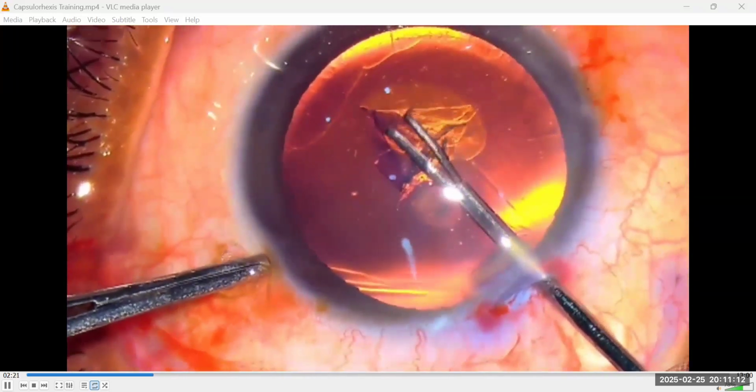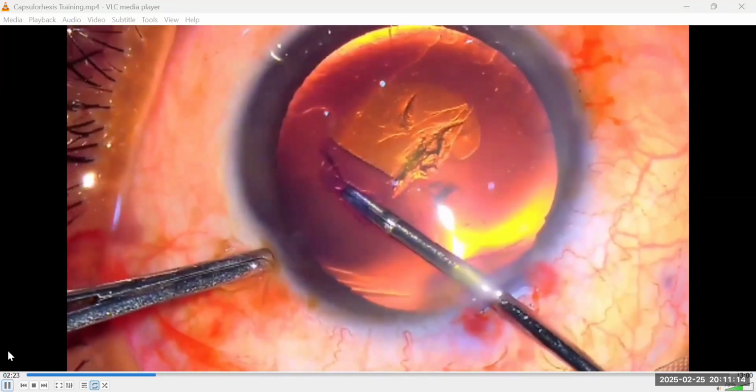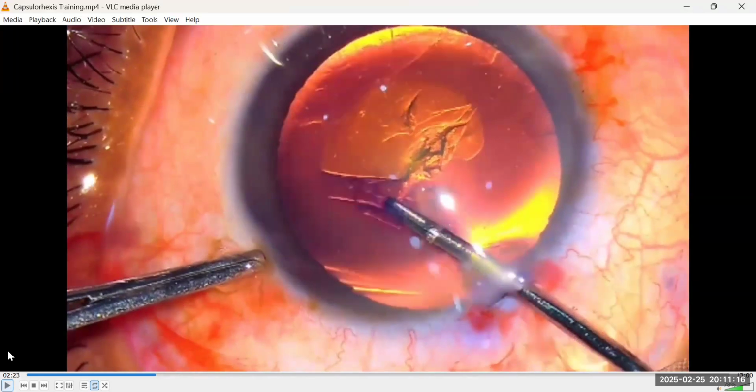So what is a good rhexis? It starts with this flap that you have raised. Turn it over on the capsule, spread it out, let it form a sector. With that, with your cystotome, with your Utrata forceps, or with a microforceps, if you keep nudging that sector around, you'll have a uniform capsulorrhexis. That is the circumferential tear.